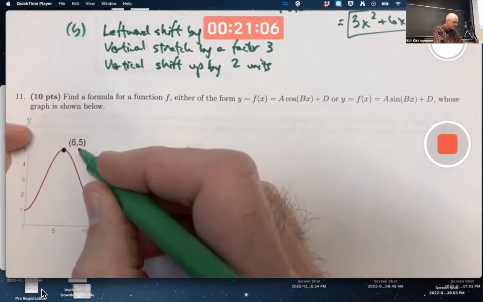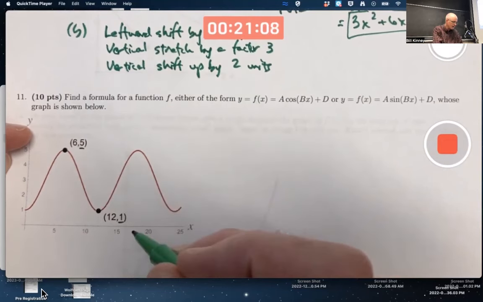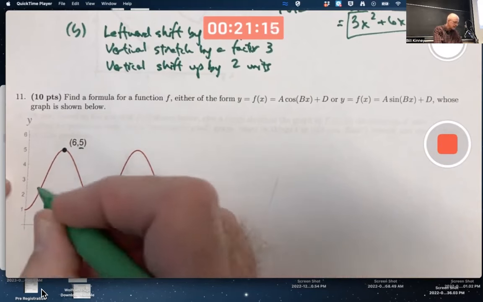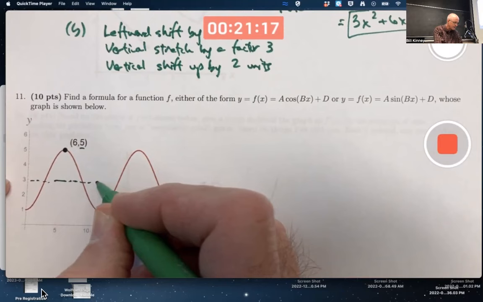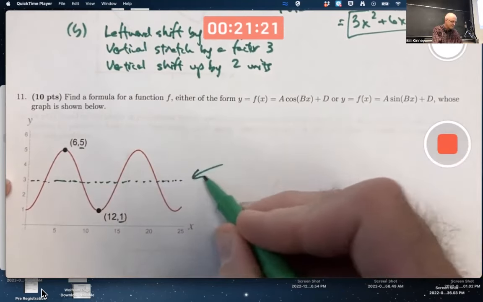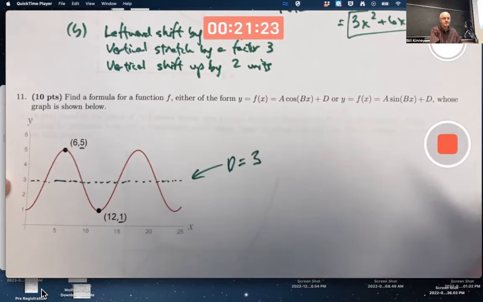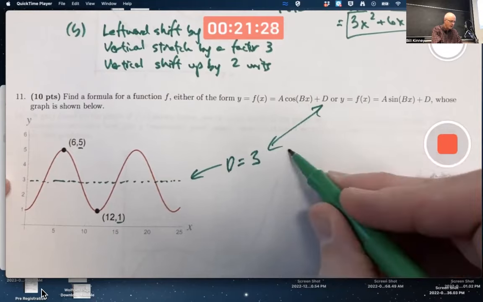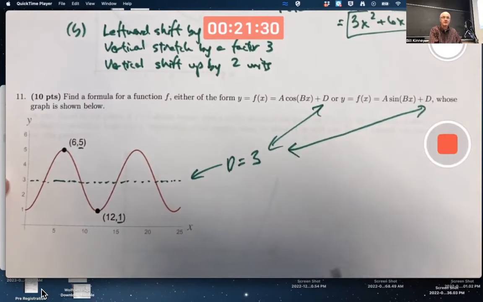Notice that the maximum value is 5 and the minimum value is 1. The vertical shift is going to correspond to the average of those 2 numbers. The average of 5 and 1 is 3. Yeah, this horizontal line at 3 is going to be the vertical shift. That means D is going to be 3. That's the vertical shift. Whether you use the cosine or the sine, it doesn't matter. That'll still be the vertical shift.